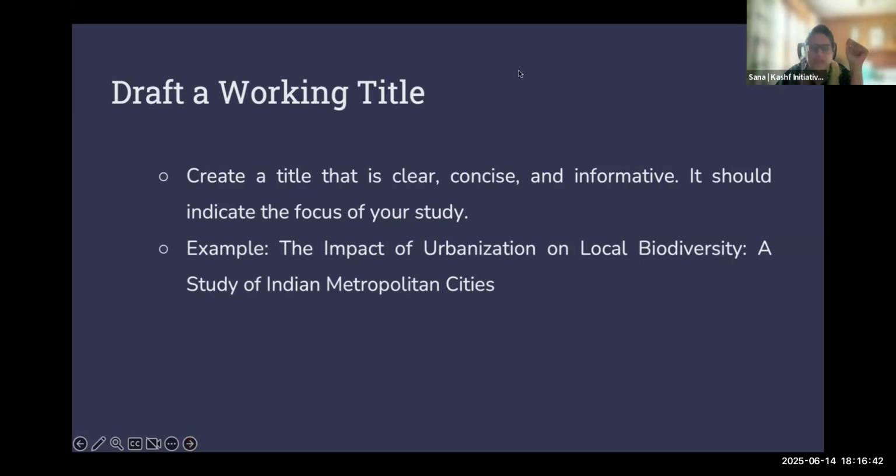So in this title, you can see it gives away what I'm trying to study. I'm trying to study the impact of urbanization on local biodiversity, but I also give away where I want to study it. So basically, I'm telling the scope of my study. My scope is limited to the study of Indian metropolitan cities only, and therefore I've spatially rooted my research in Indian metropolitan cities. I'm not going beyond this. I'm not going to study the West. I'm not going to study other countries. I'm not going to study non-metropolitan cities, but Indian metropolitan cities. So in this title, I make it very clear.